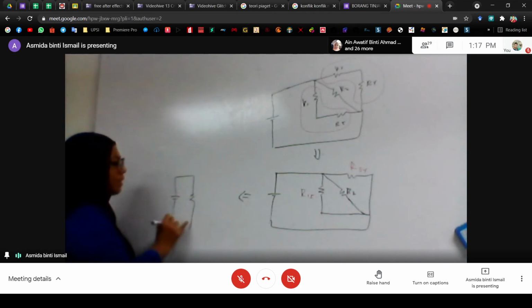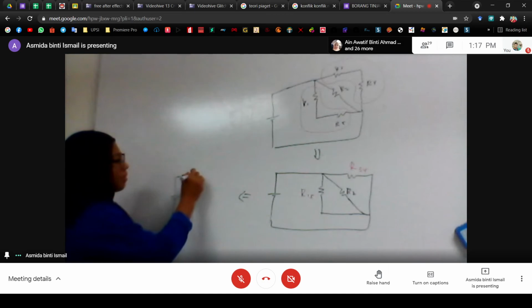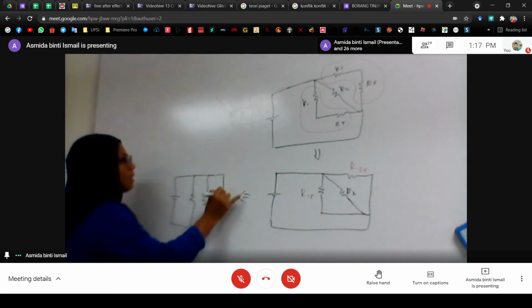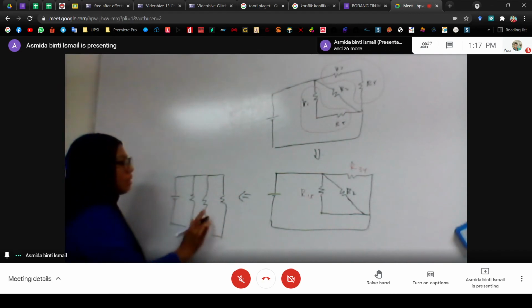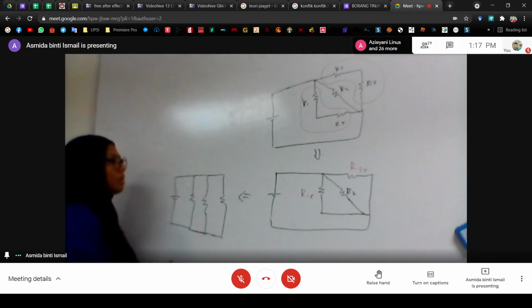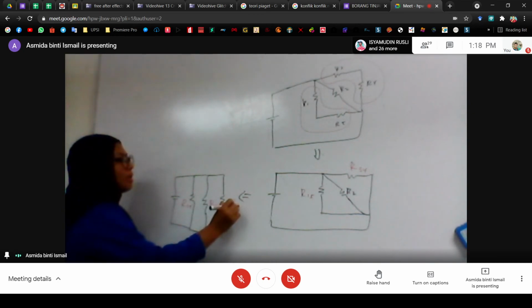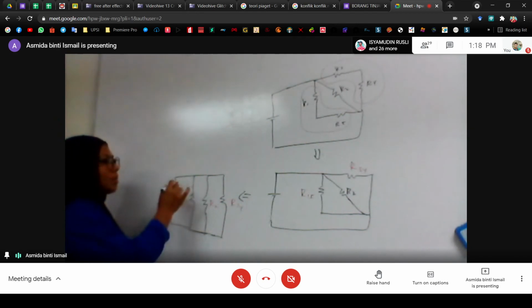Sorry. This is R1. R1 is R2. But when in terms of unit faham. This is R15. This is R2. This is R4. Ini semua. Okay.